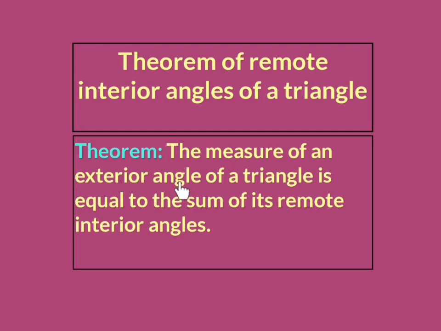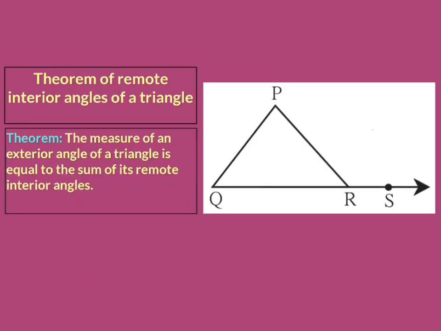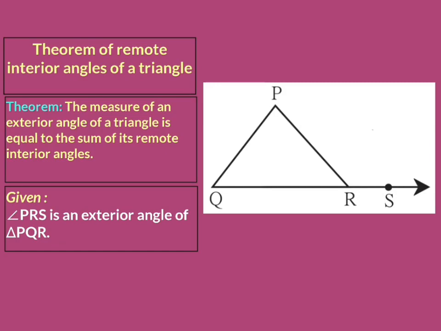Here we will consider only one exterior angle out of the 6 exterior angles, and we will find out the relation between that exterior angle and its remote interior angles. Here is our required diagram in which there is triangle PQR, and angle PRS is an exterior angle of triangle PQR. Means out of the 6 exterior angles, we have considered one exterior angle, that is angle PRS. Means given is angle PRS is an exterior angle of triangle PQR.